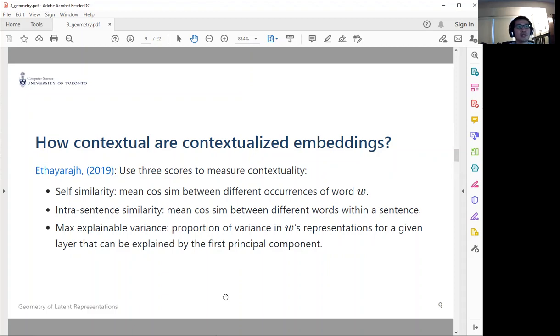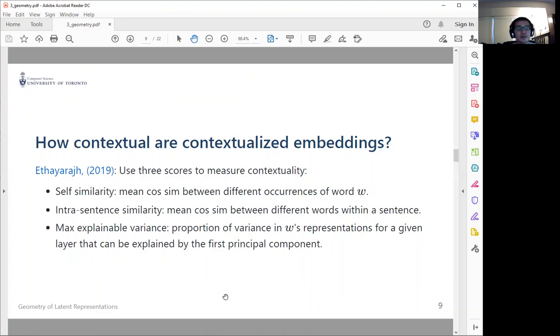The self-similarity is the mean cosine similarity between different occurrences of a word. So if this word has only one meaning, then the different occurrences of this word should be very similar. So it should have a high self-similarity.